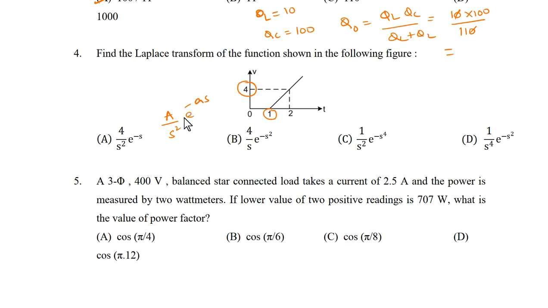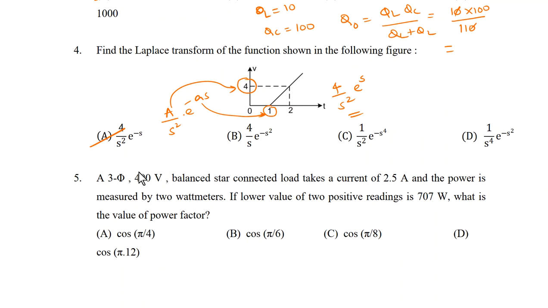So what is the A here? Small a is nothing but 1. This capital A will be 4 here. That means 4 divided by S squared into e power minus 1 into S. So this will be the answer. So answer will be A here.